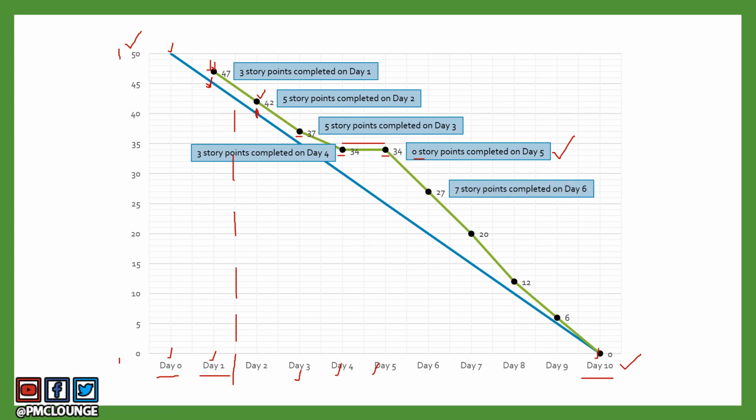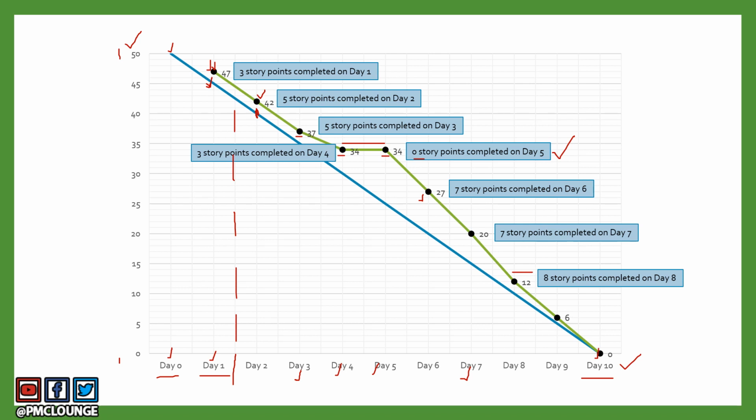But come day 6, the team was able to put themselves together. They did 7 story points, so the score went to 27. This is not necessarily a score, I just said it, but don't call it a score. It's the number of story points that are left. 7 story points again done on day 7, and you are down to 20 story points.